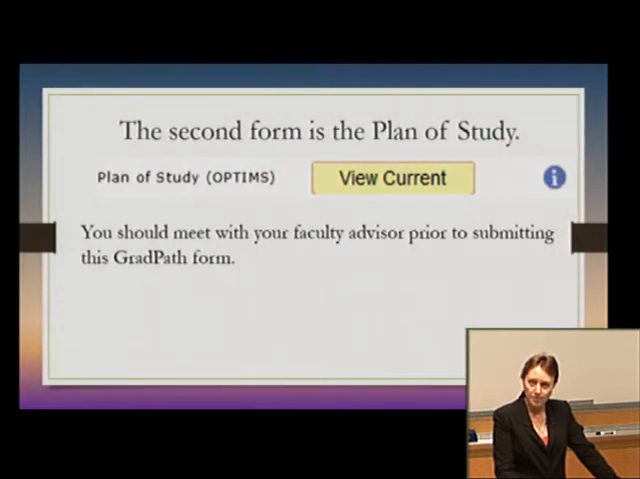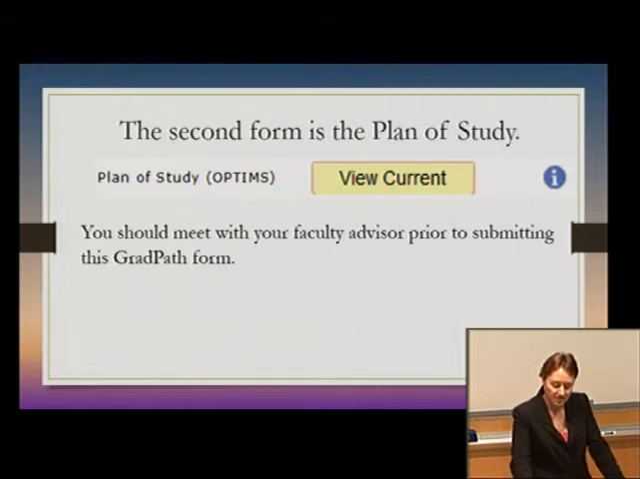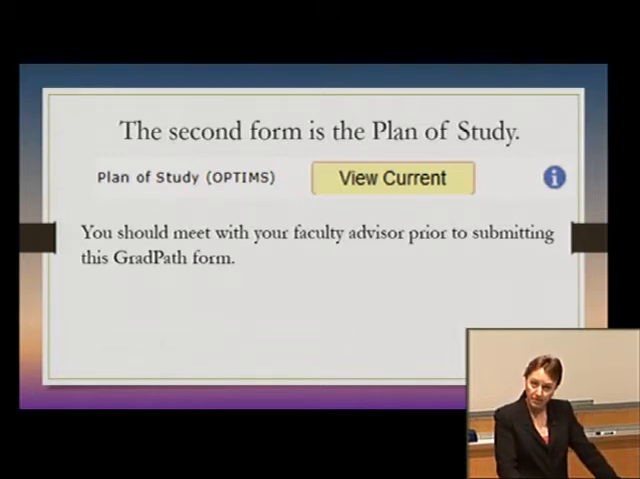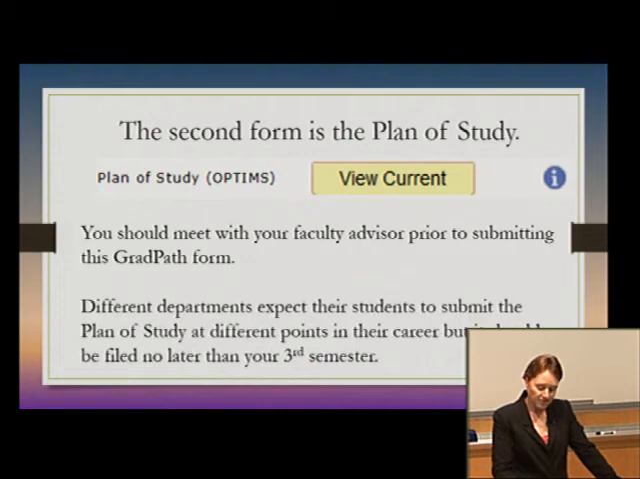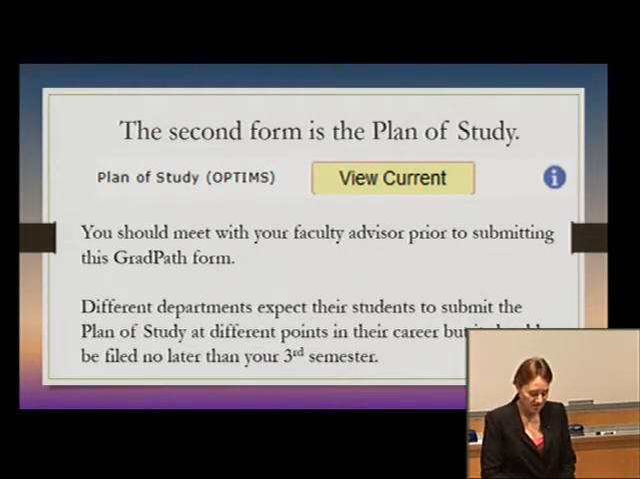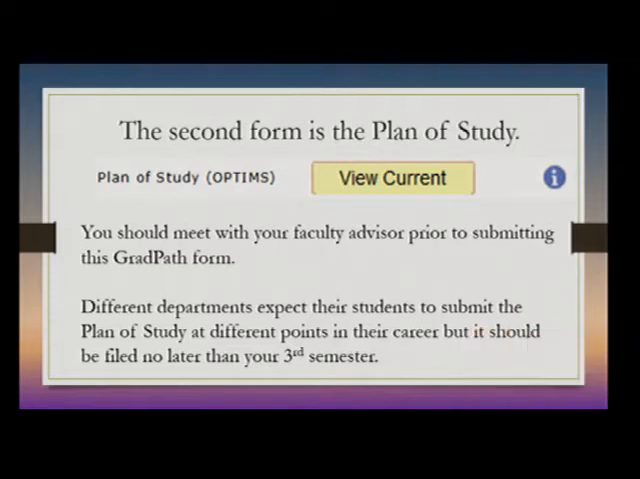So the second form for a master's student is a plan of study. You should meet with your faculty advisor prior to submitting this GradPath form. Different departments have different expectations, but the Graduate College suggests that you submit the plan of study no later than your third semester.